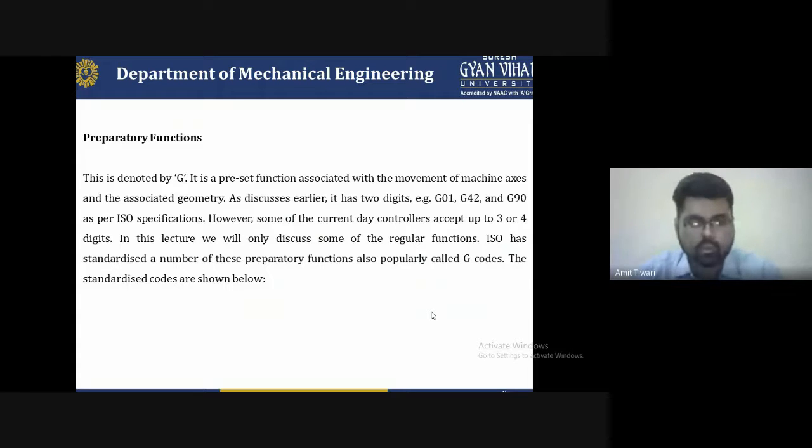So this is the preparatory function using the G code, used in CNC machines and DNC machines. It has a standard number of preparatory functions, also popularly called the G code, and the standardization codes are shown below. Examples are here.